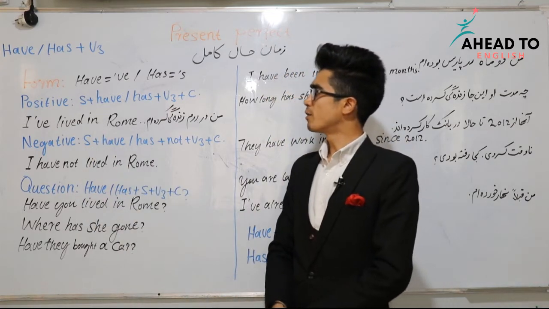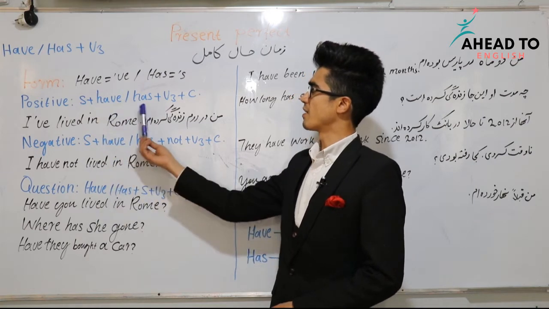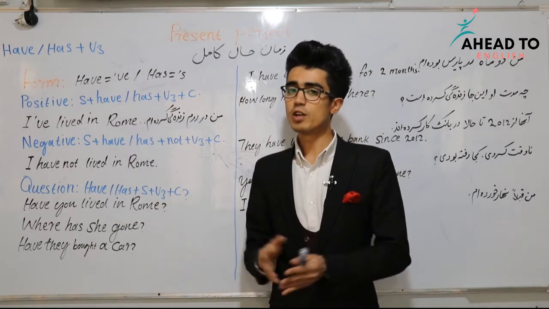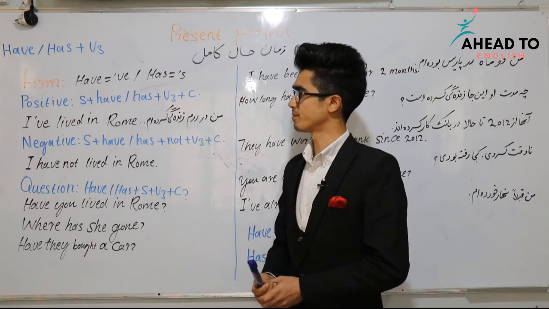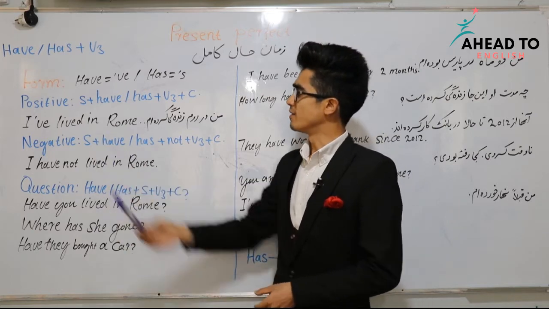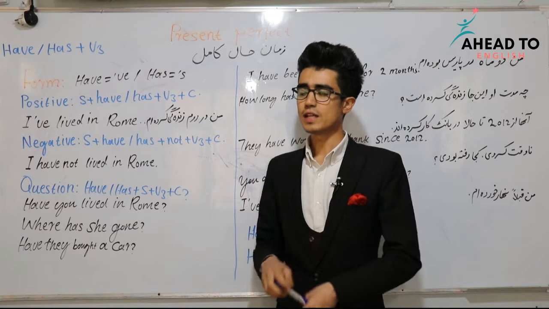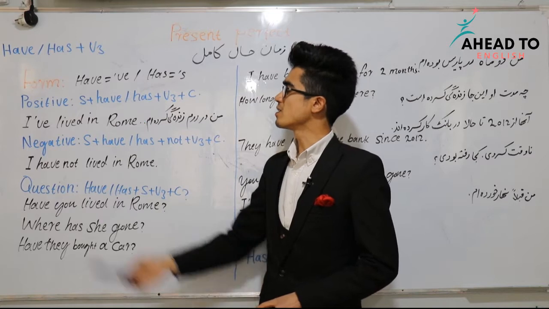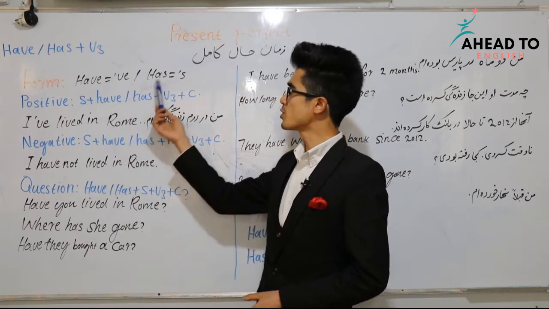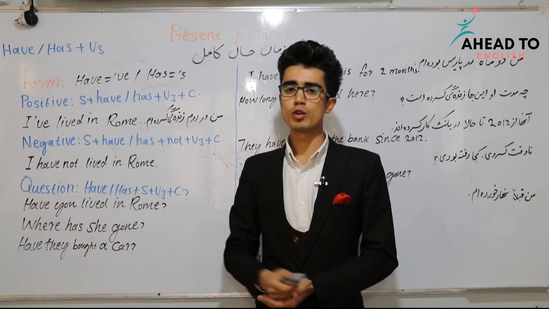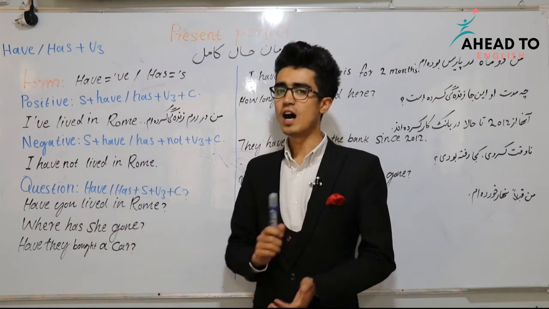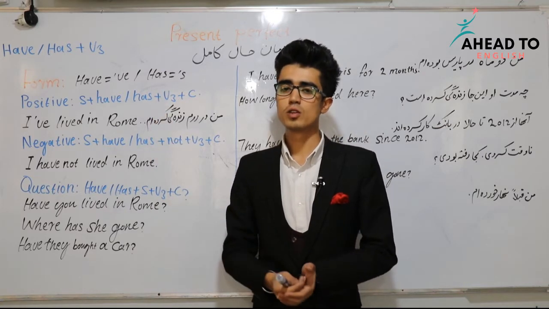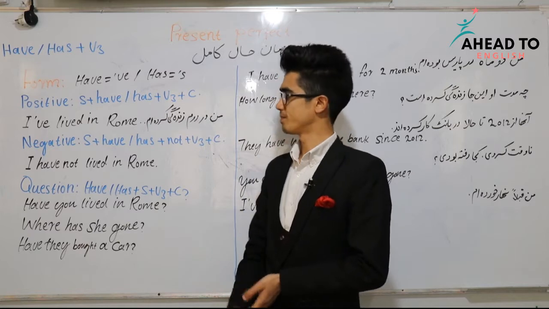For positive forms we use subject, have/has, verb 3 and complement. Have and has are the auxiliary verbs in present perfect tense. For example, I have lived in Rome. Apostrophe ve is the short form of have, and apostrophe s is the short form of has. We use have for I, you, we, they, and we use has for the third person singular: he, she, it.